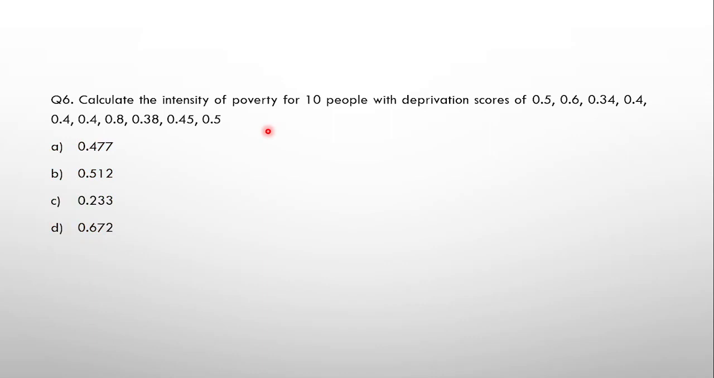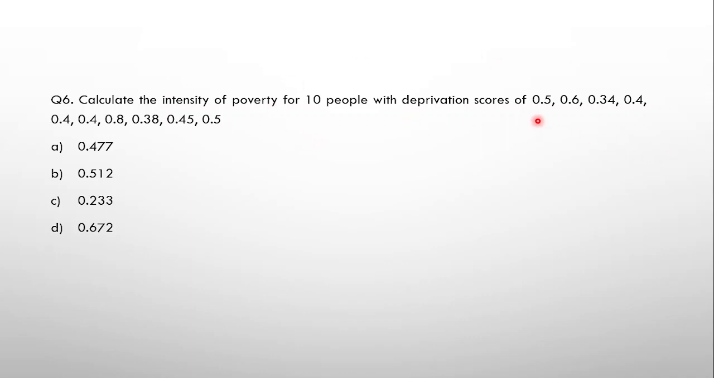Next, intensity of poverty. So what is intensity of poverty? Essentially you know how many people are poor, and what the percentage of people who are poor is. But how bad is the poverty among them on average? That is what is meant by intensity of poverty. The total deprivation scores that you calculated using the table are given for 10 people. All you need to do is calculate the average for these 10 people. That gives you the intensity of poverty.